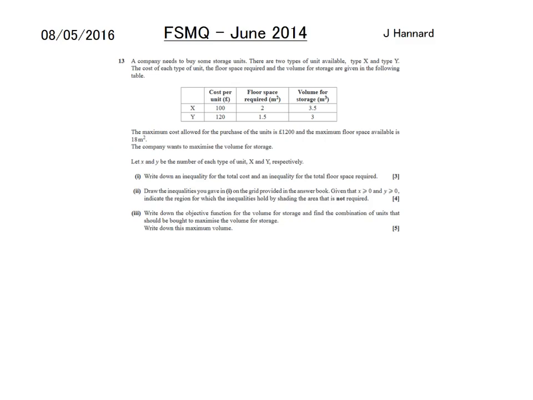Best way to get linear programming this. I'll let you read the other bits if you want to pause it now, but we're going to go straight to write down an inequality for the total cost and an inequality for the total floor space required. So working down the column, you get 100x plus 120y must be less than or equal to 1200, and 2x plus 1.5y is less than or equal to 18, using this column here, 18 meters squared.